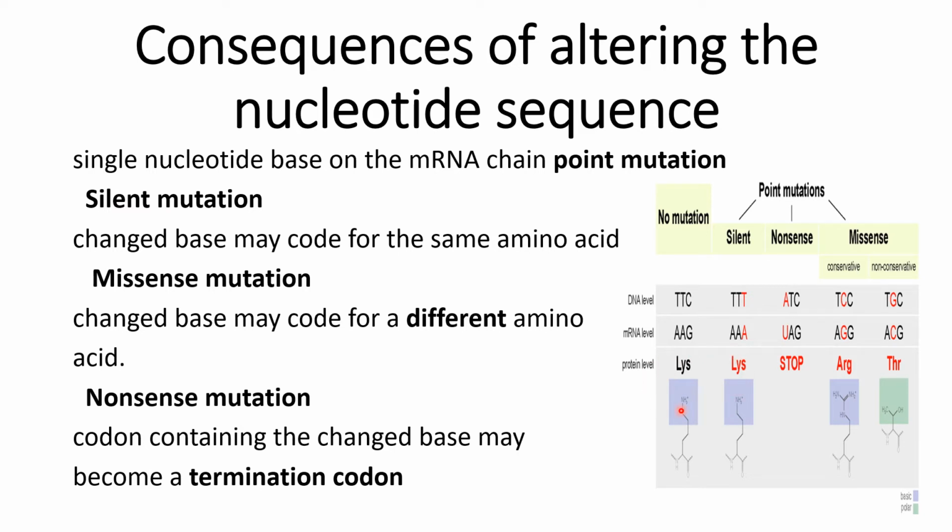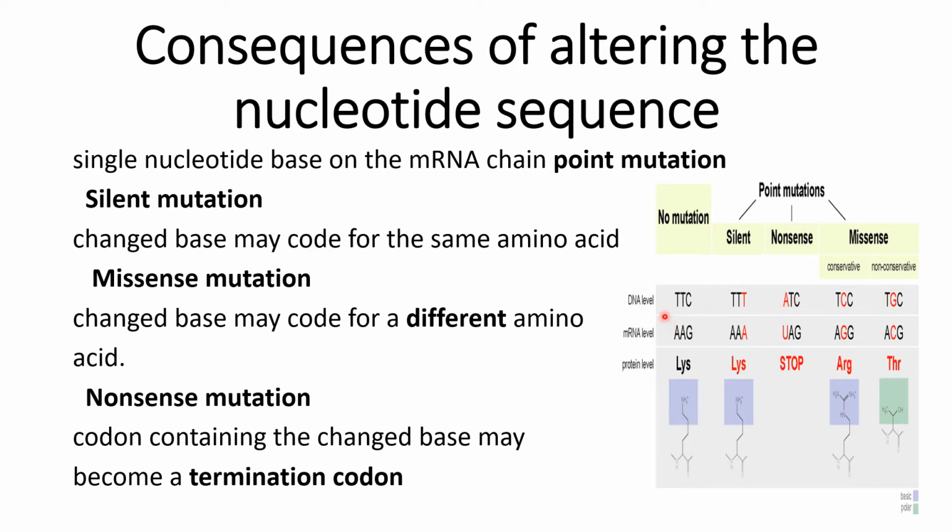However, sometimes a nonsense mutation occurs which forms the termination codon. For example, this one, ATC. A is replaced by U at the messenger RNA, because, sorry, it is not replaced, but instead of TTC, the T is replaced by A.